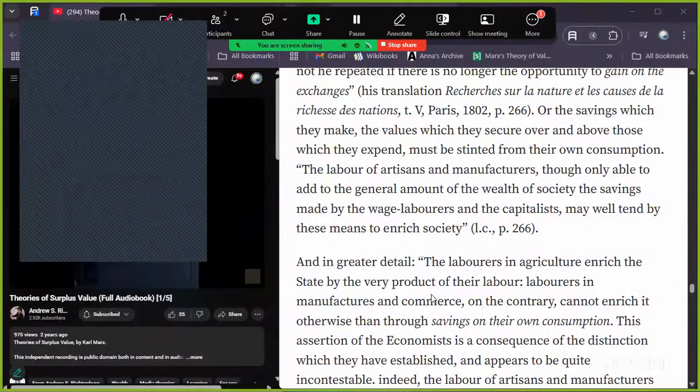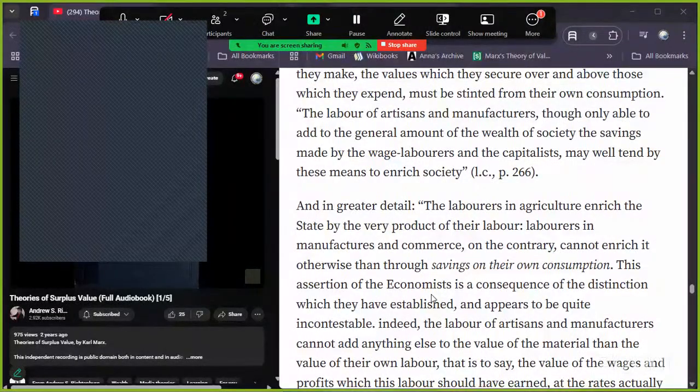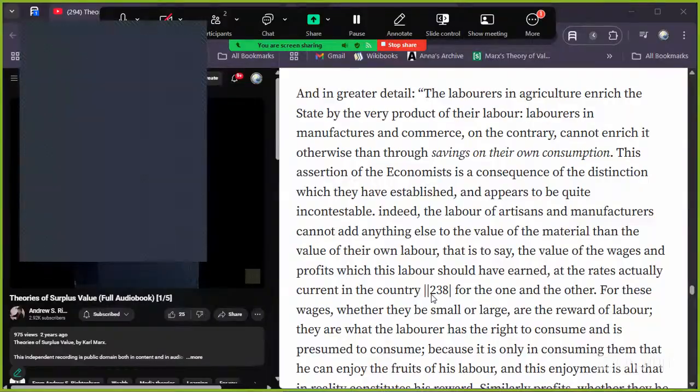Or the savings which they make, the values which they secure over and above those which they expend, must be stinted from their own consumption. Quote, the labor of artisans and manufacturers, though only able to add to the general amount of the wealth of society the savings made by the wage laborers and the capitalists, may well tend by these means to enrich society. End quote. And in greater detail, quote, the laborers in agriculture enrich the state by the very product of their labor. Laborers in manufactures and commerce, on the contrary, cannot enrich it otherwise than through savings on their own consumption.